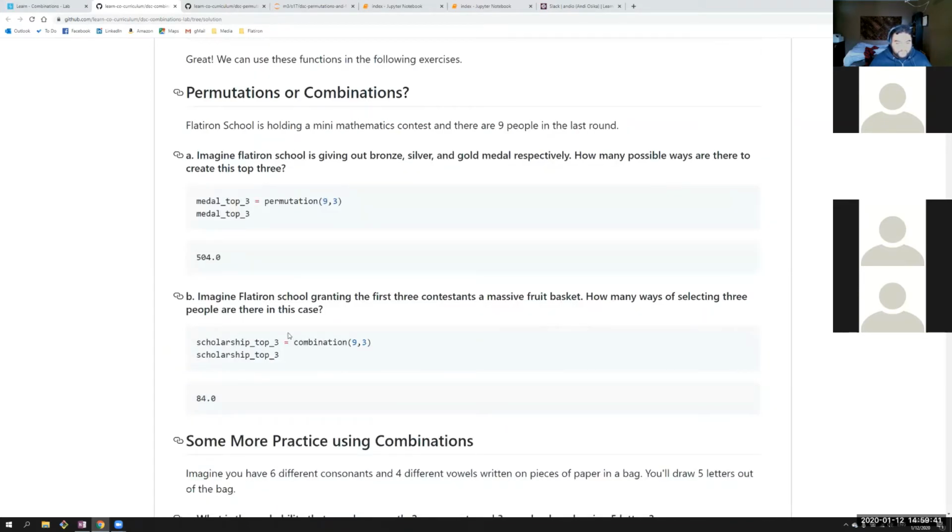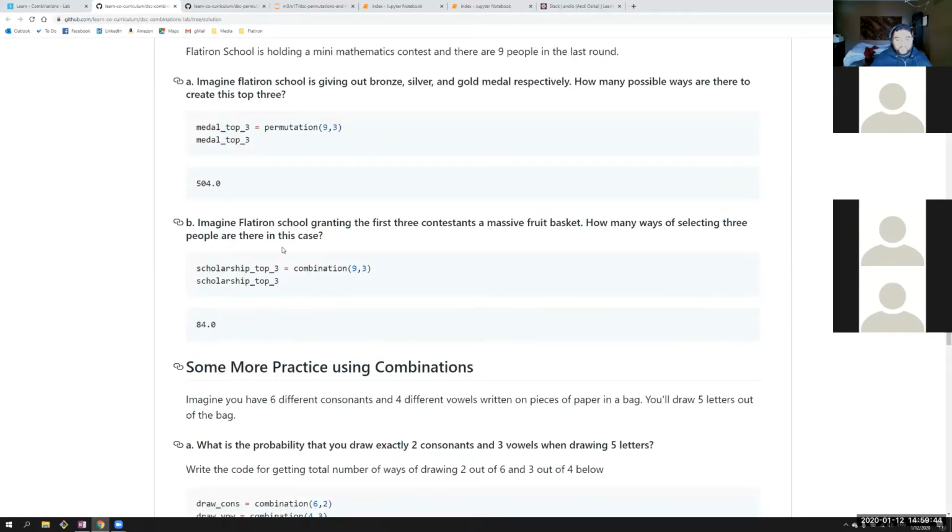Yep. All right. Now imagine Flatiron School is granting the first 3 contestants a massive fruit basket. How many ways of selecting 3 people are there in this case? Here, order doesn't seem to be important. Over there, order was important because the first person gets bronze, silver, and then gold. So which one comes first? Who gets the gold or the silver? But here, they're just selecting 3 from a group of 9, and order is irrelevant. So it's just unique combinations, unique ways of getting 3 people, and there are fewer ways. We're just going to apply the formula for combinations.